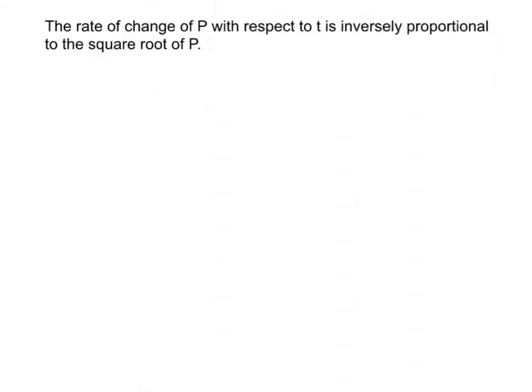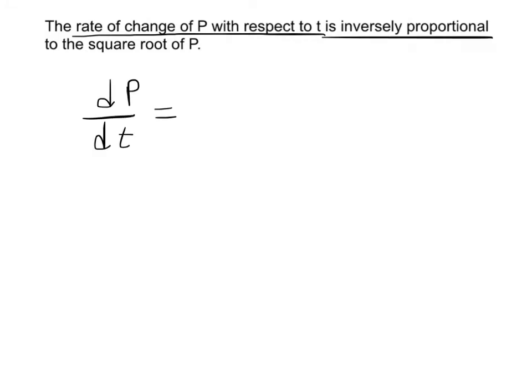For this one, the rate of change of p with respect to t is inversely proportional to the square root of p. If you're watching this at home, I'd really recommend you pause for 30 seconds and try and write this one down. There's not a whole lot of work to be done. It's worth a shot. So the rate of change of p with respect to t, that means dp dt, then is inversely proportional to, that means it's k times 1 over whatever is about to come up, the square root of p, that means the square root of p.